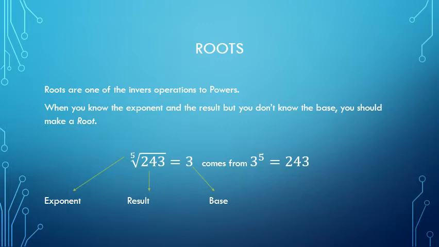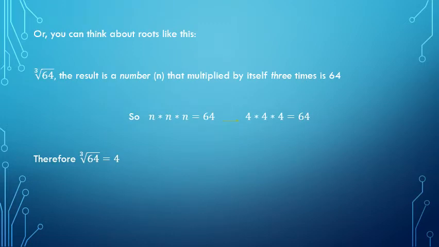But maybe to some of you that result is a little bit confusing, so you can think about roots in a different way, and maybe that helps you understand this a little bit easier. So you can think about roots like this. Imagine this example, cubic root of 64, or you can also say third root of 64. The result is a number, and we don't know that number yet, so we are going to name that number with the letter n. So the result of that is a number that multiplied by itself 3 times is 64.